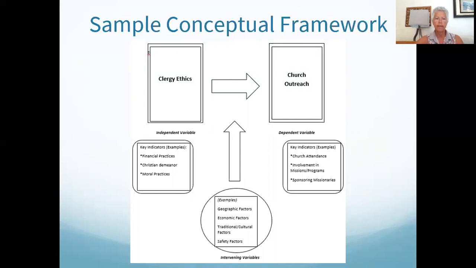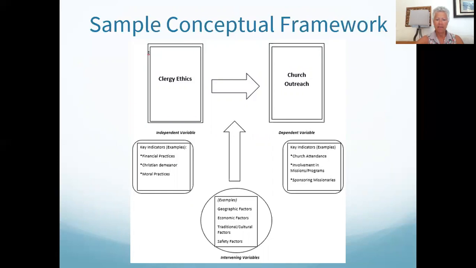what valid examples they are looking at to represent, in this case, clergy ethics, or on the other side of that arrow, church outreach. And so indicators aren't necessarily a part of our framework, but helping the students or helping yourself understand what you mean by each of those terms and making sure that they are valid, so that they are supported in the literature as valid indicators of those variables, and that they are measurable, that you can measure these in your data collection is very important.